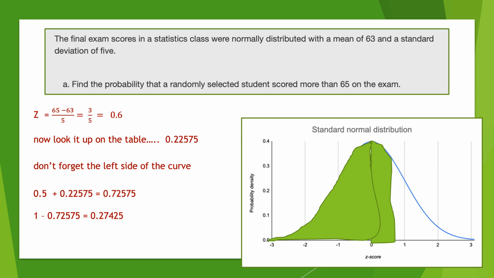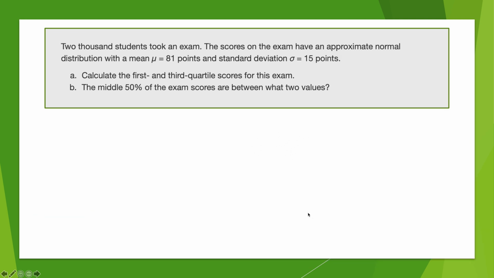0.27425. Okay, now let's go to the next question that we have to do on our chart. I'm going to make sure that when I describe this in the video, I mention to you guys that we should use a score of 66. Okay. All right.